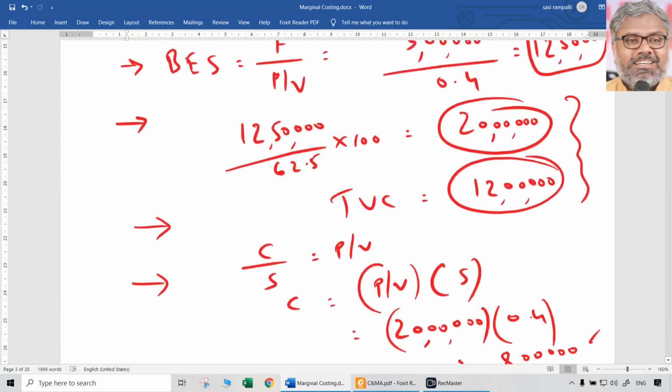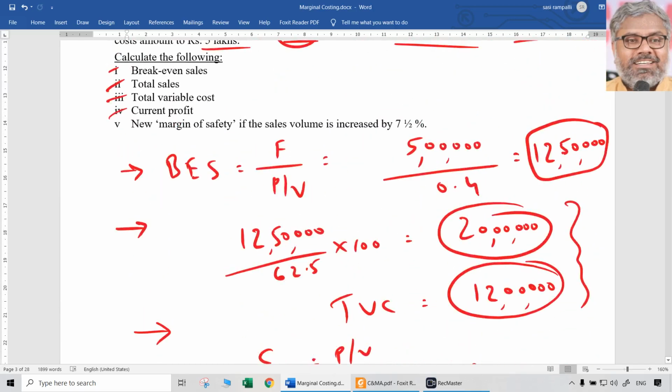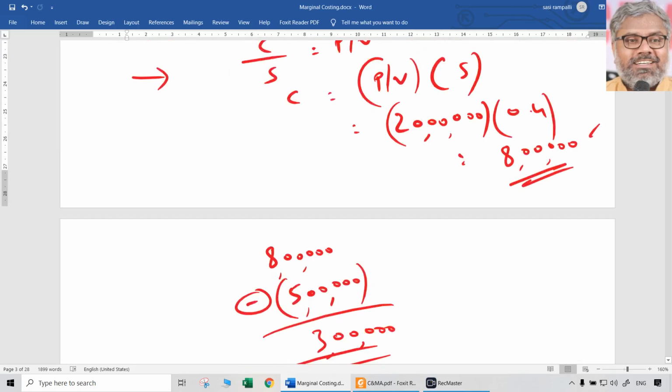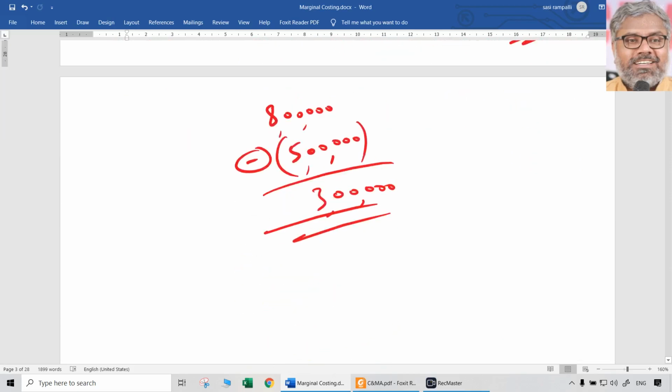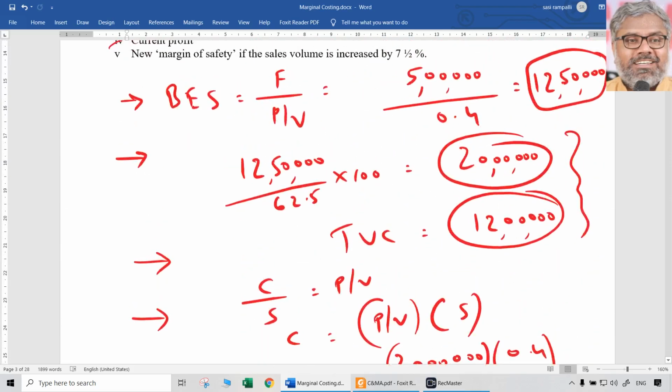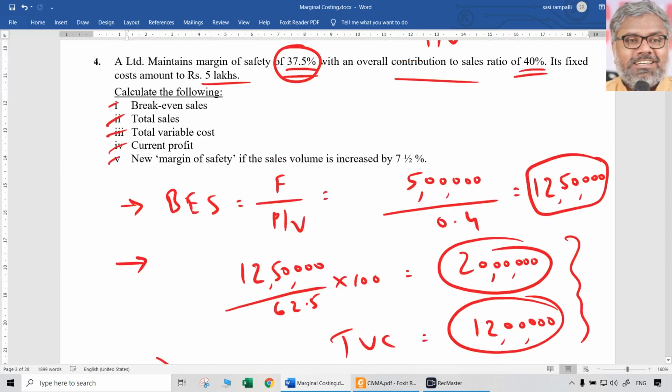But contribution was not asked. We need that to find out profit. How much is profit? Profit is 8 lakhs minus 5 lakhs, that is 3 lakhs. Those are the 4 questions.